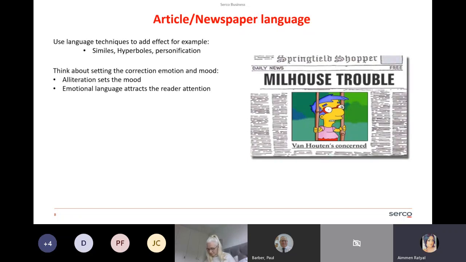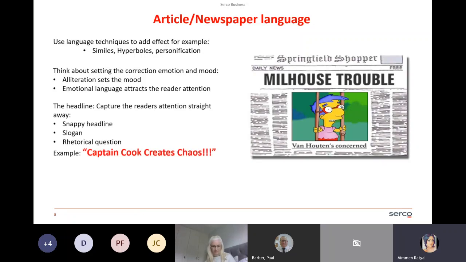Think about the setting, the correct emotion and mood. So alliteration sets the mood. Emotional language attracts the reader's attention. So the minute you start using these language techniques again in your written text, you're hitting your level two already, because your examiner will be looking for these techniques as they're marking.